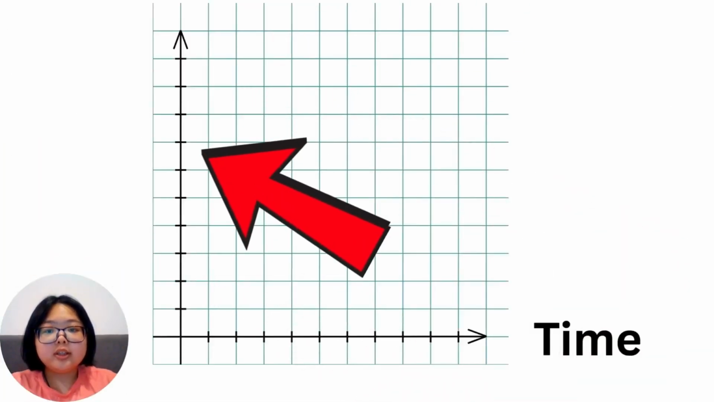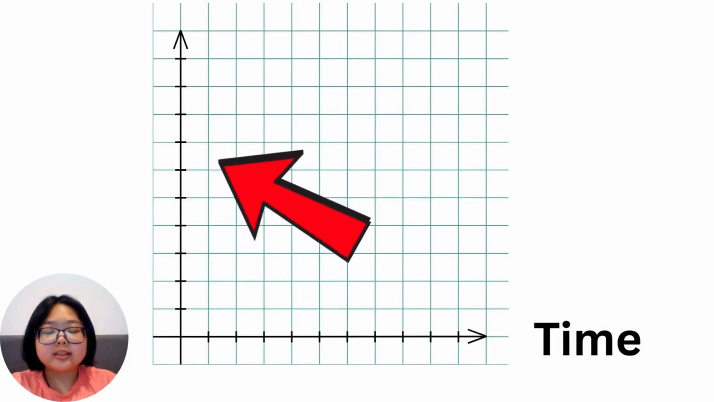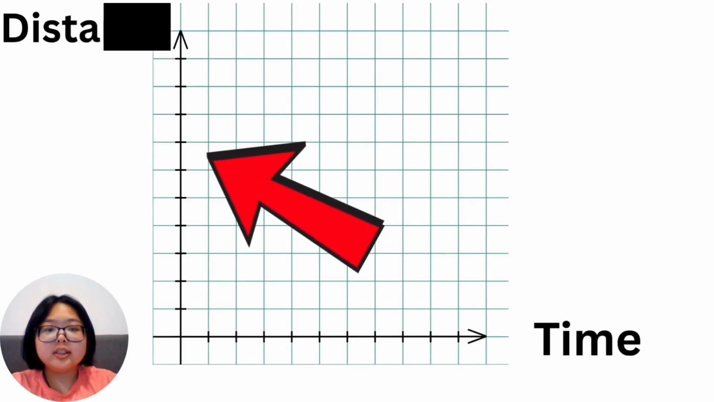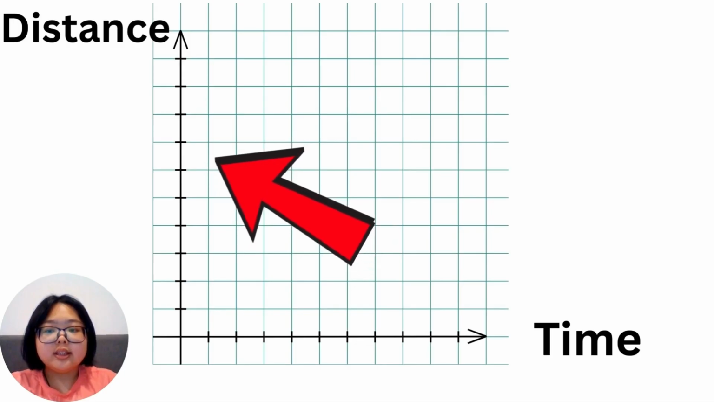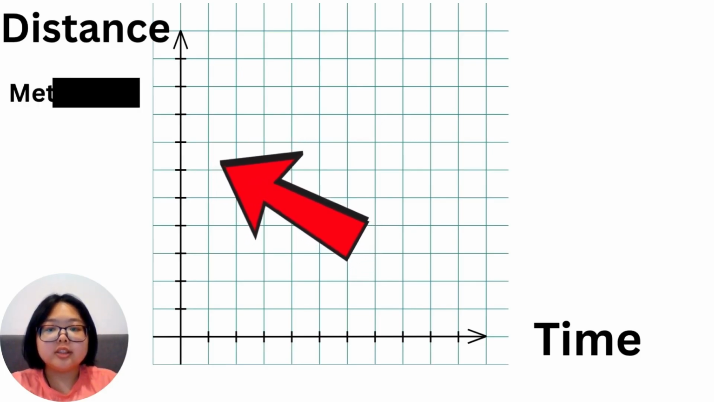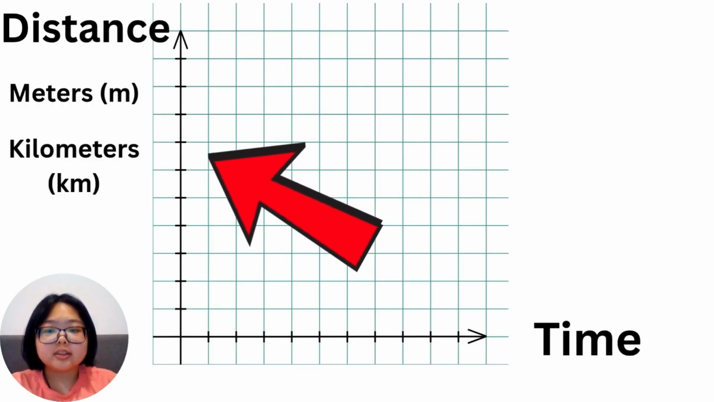Next, look at the vertical line on the side, the y-axis. This is our distance axis. Crucially, this tracks how far away something is from its exact starting point. We measure this in meters or kilometers.